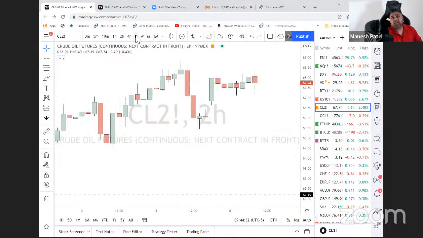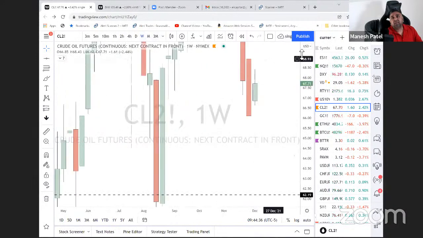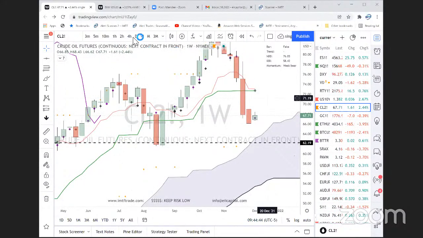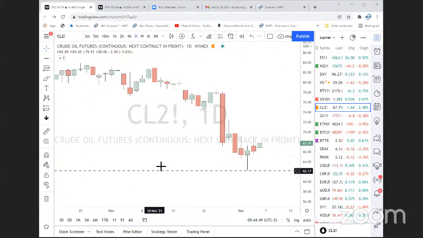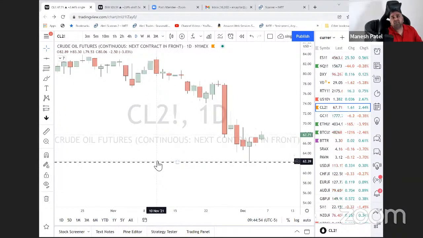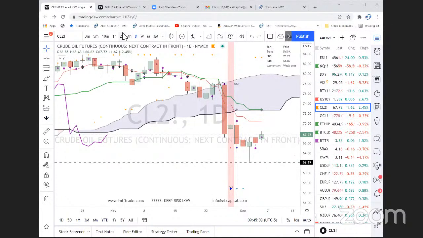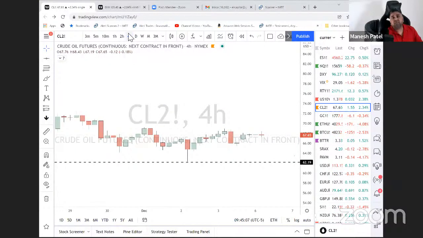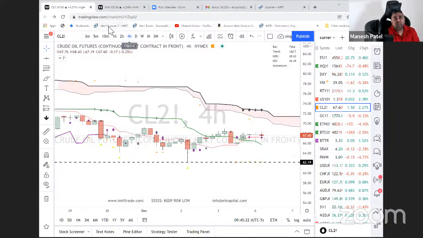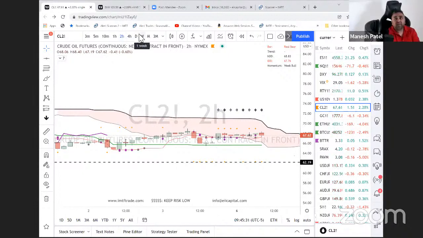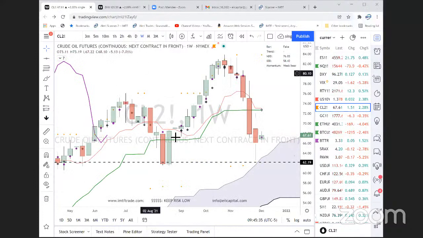Crude oil. Do you see anything here? Any black cross? No. How about here? Do you see anything here? No. Nope, not at all. 4 hour. Do you see anything here? Nope. Anything on 2 hour? No, it's boring, isn't it? Up and down with the day traders. Everyone good?